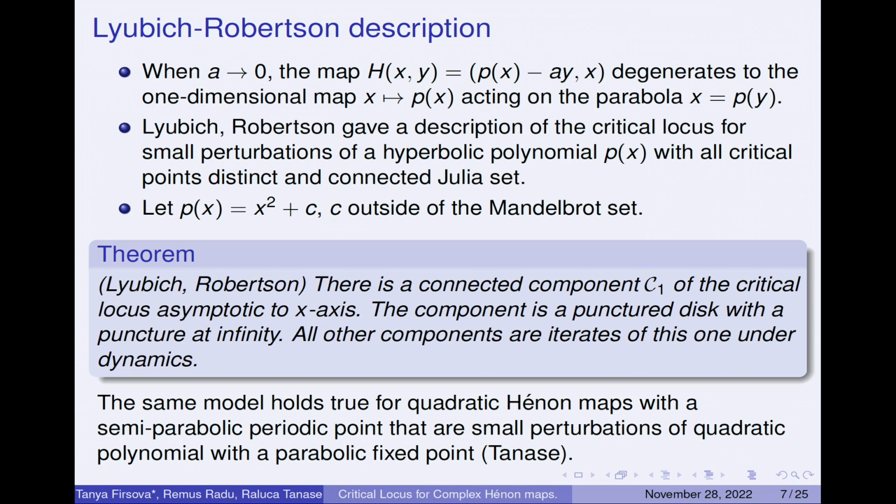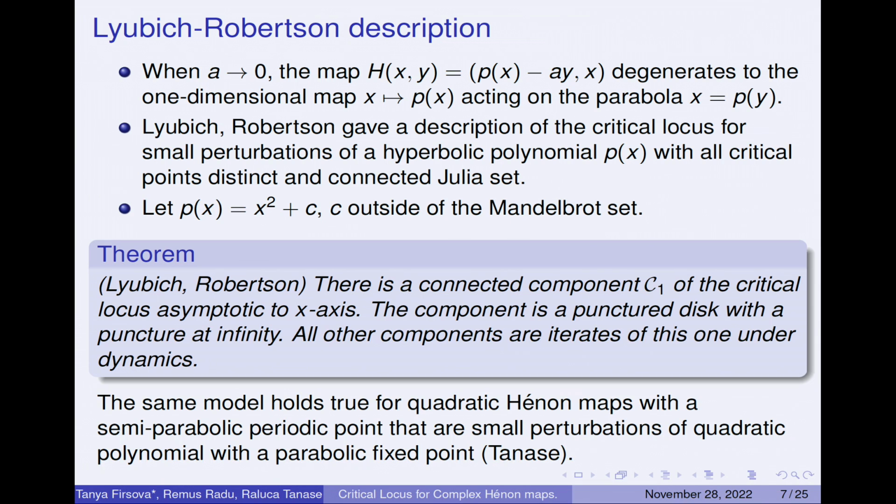The first description of the critical locus was done by Misha Lyubich and John Robertson, and it was done for small perturbations. So if you take Henon map h of x, y equals p of x minus a y, x, and a is the Jacobian, and you take a to be small. If you take a equal to 0, then you no longer have a biholomorphism of C2. It becomes a one-dimensional map acting on the parabola. You get p of x, x. So x goes to p of x acting on the parabola x equals p of y. And if you take a small, you can think about a Henon map as a perturbation of a one-dimensional map. And some of the properties of this one-dimensional map are going to be preserved.